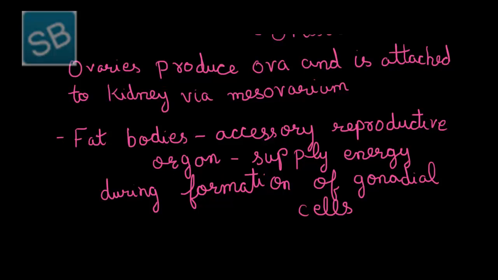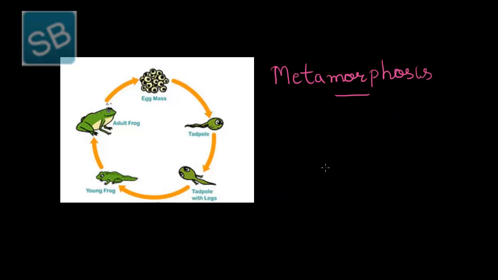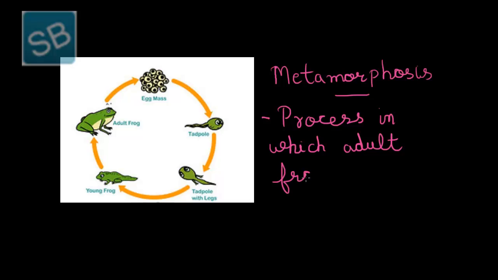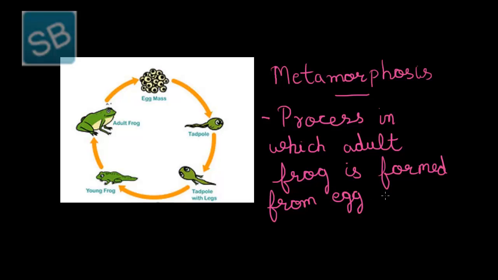Now let us understand about the breeding or metamorphosis. Now we will understand the process of metamorphosis in frog. This figure describes the metamorphosis process. Now what is metamorphosis? It is a reproduction process in which an adult frog is formed from the egg cells during breeding season.